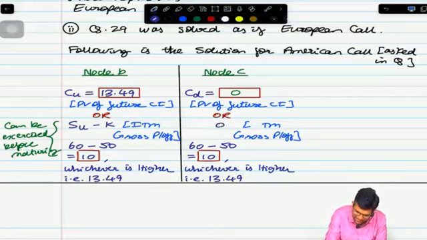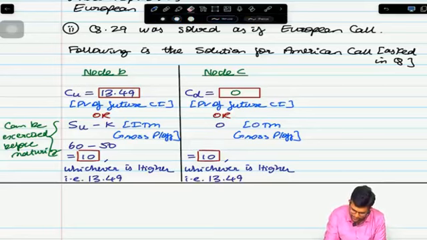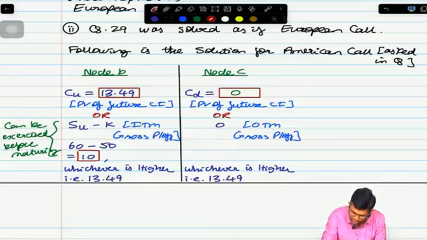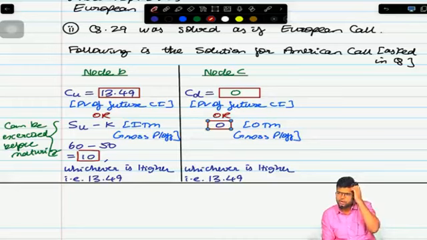Why, sir? Why again 0 you're writing? Any idea? Why again 0? Tell me. Nobody's responding. How did you come to know it is out of money at node C? 48 is the S, K is 50. Even if you want to exercise, you will not exercise.